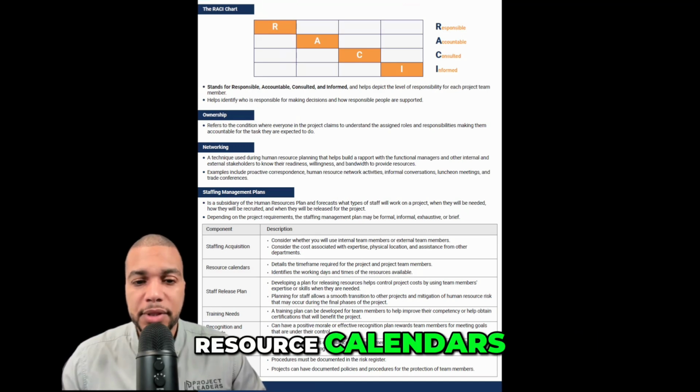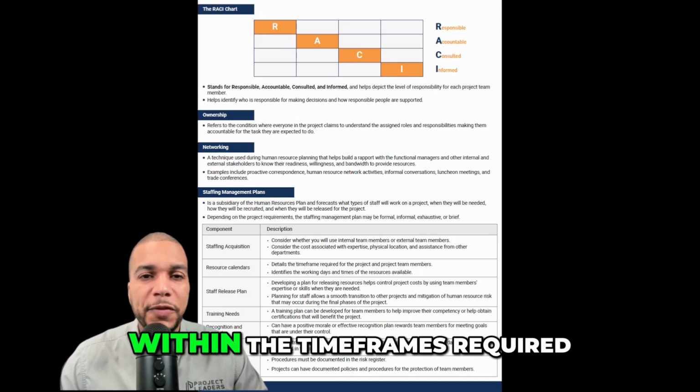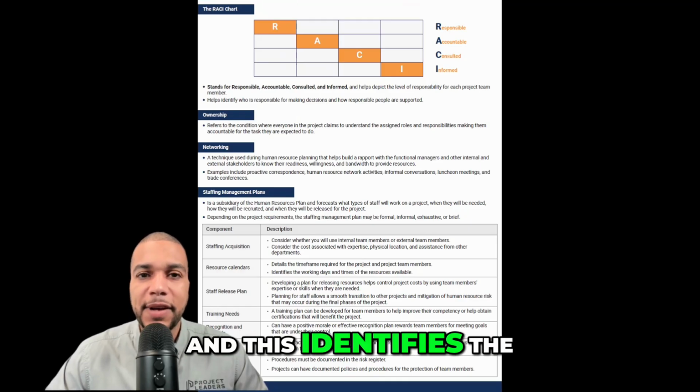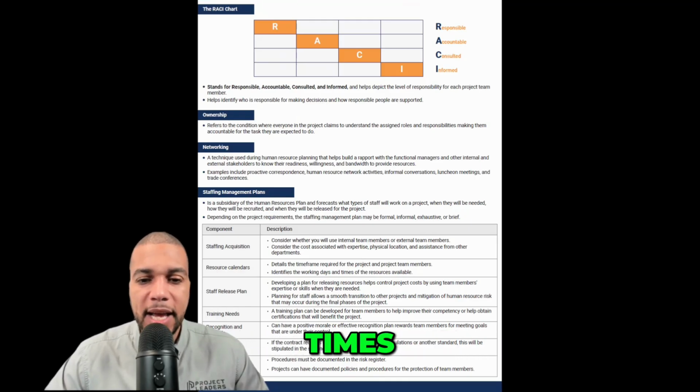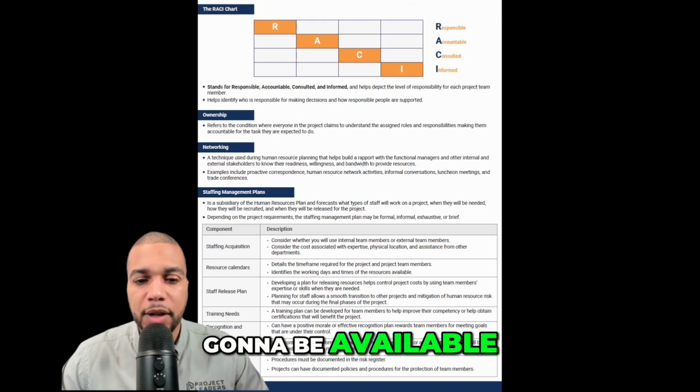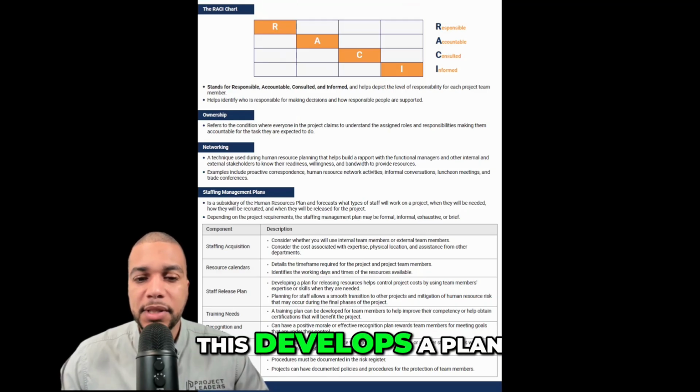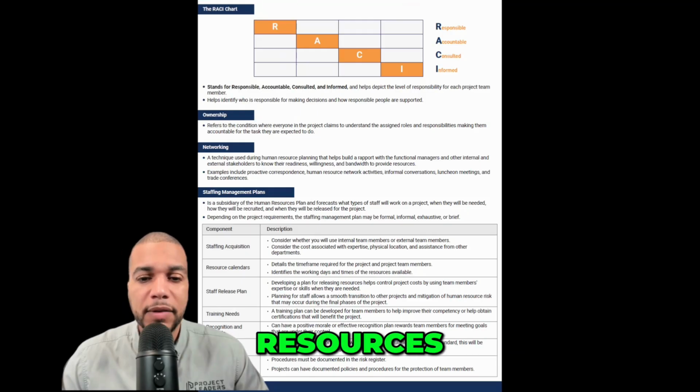Resource calendars. These are details within the timeframes required for the project and team members. And this identifies the working days, times and resources that are going to be available. Staff release plan. This develops a plan for releasing these staff resources.